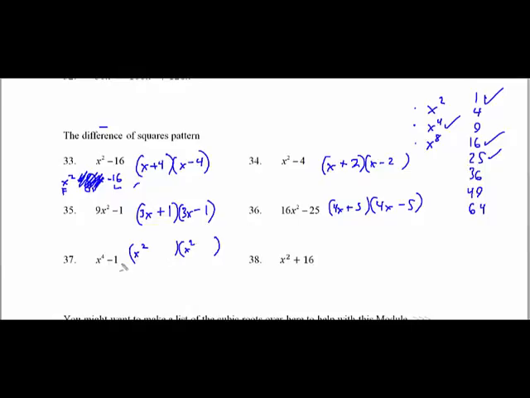1 times 1 is 1, so we'll put a 1 here and a 1 here. So plus and minus. Okay, so you think we're done, right? But look at the x squared minus 1. That's x plus 1, x minus 1. See, that's a difference of squares too.